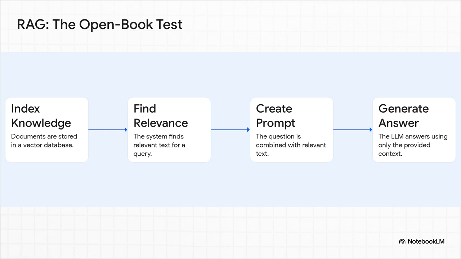The best way to think about it is like giving the LLM an open book test. First, all of your private company documents get indexed and stored. Then, when you ask a question, the system instantly finds the most relevant little snippets from your documents. Finally, it bundles your question together with those relevant snippets and hands it all to the LLM, basically saying, hey, answer this question, but only use the information I've just given you.